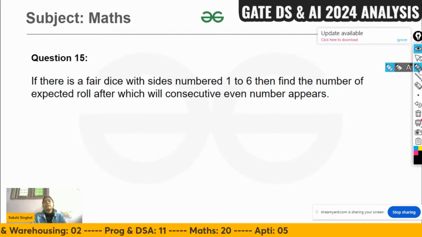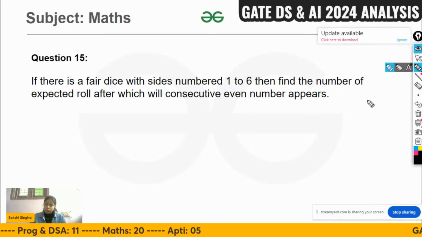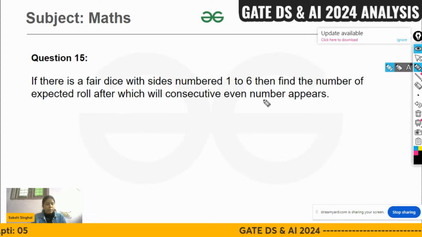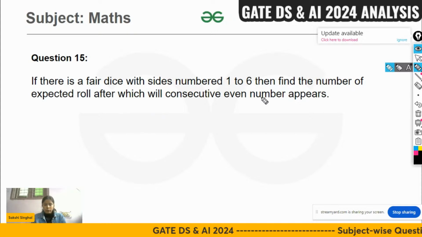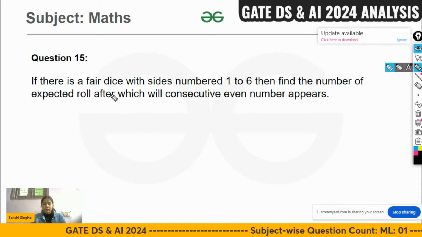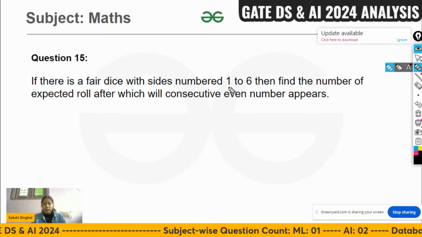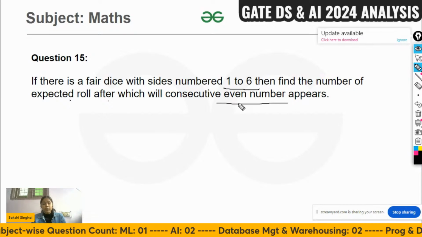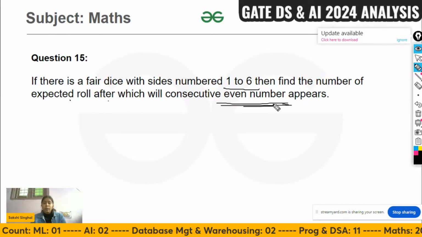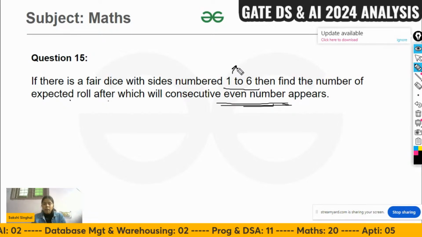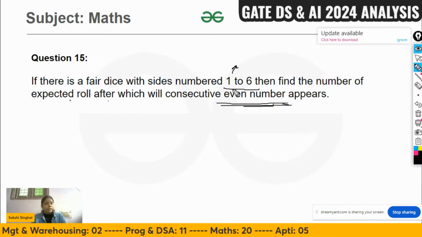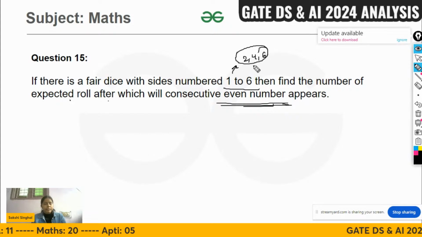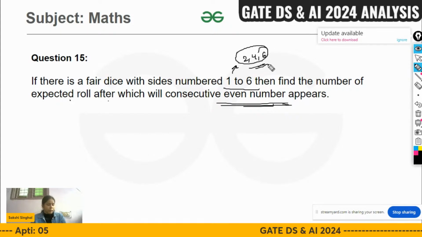Guys, this type of question I already solved on YouTube as well as in our courses, right? Can anybody tell me what distribution this question follows? This question follows geometric distribution because what it says is, if there is a fair dice numbered 1 to 6, find the expected number of rolls after which consecutive even numbers appear. So we want consecutive even numbers. First of all, what are the cases? We have 2, 4, and 6.